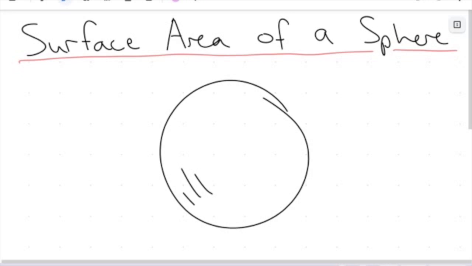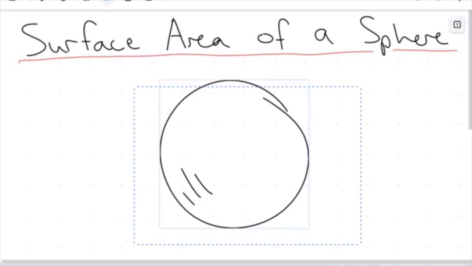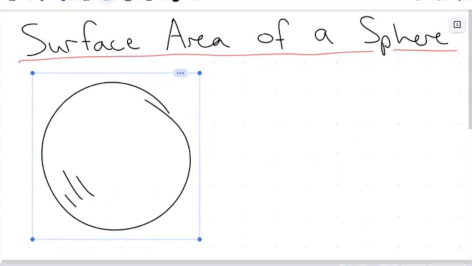Now, I've drawn a sphere here. It's just a regular circle, but I've drawn these little lines here to give it a bit of depth. Hopefully it makes it look a bit more 3D. I'm not very good at art, so it's not going to look that great. But with our sphere, we want to look at the surface area.